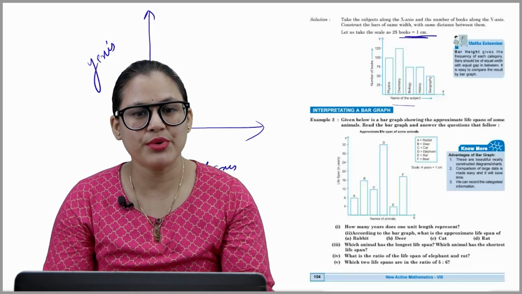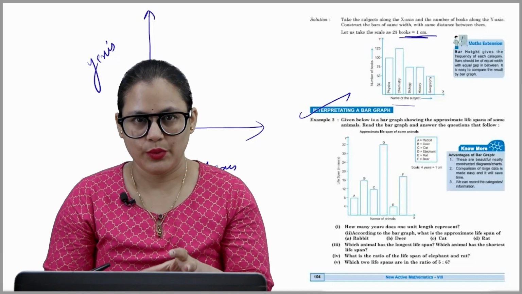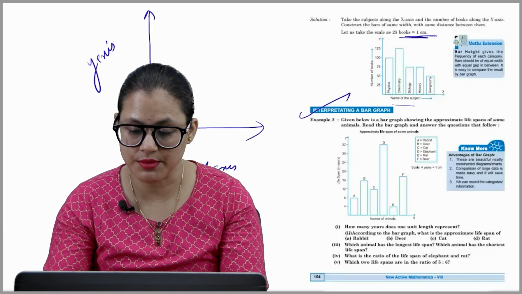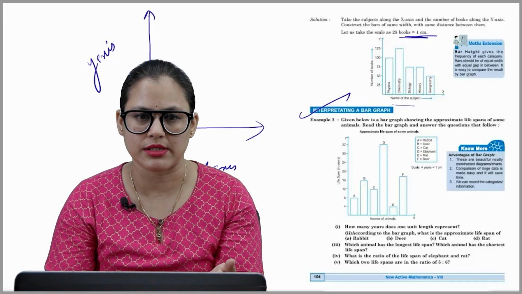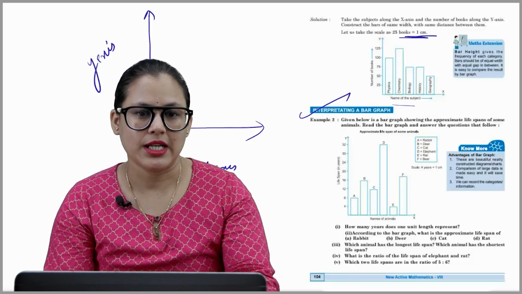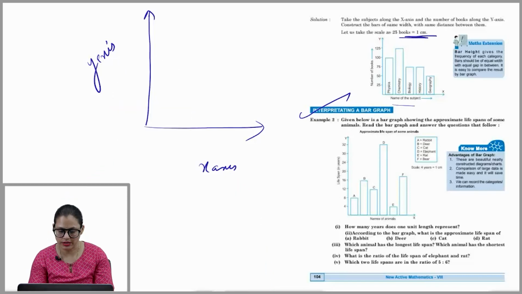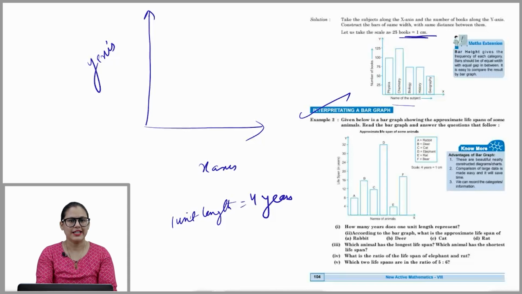Now, interpreting a bar graph. In example 1, we drew a bar graph. Now we will interpret a bar graph. Here is a bar graph given to you which is showing the approximate lifespans of some animals. We have to read this graph and answer the questions. First, how many years does 1 unit length represent? Here you can see 1 unit length is equal to 4 years.